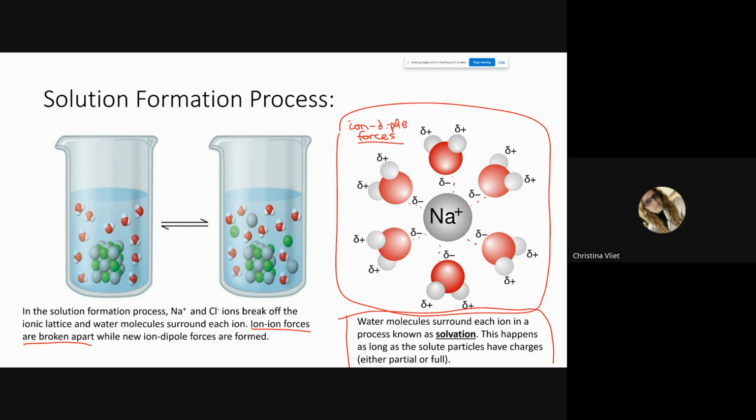So I'm giving you some time. Make sure you get down the diagram and what solvation is, and then we'll continue.